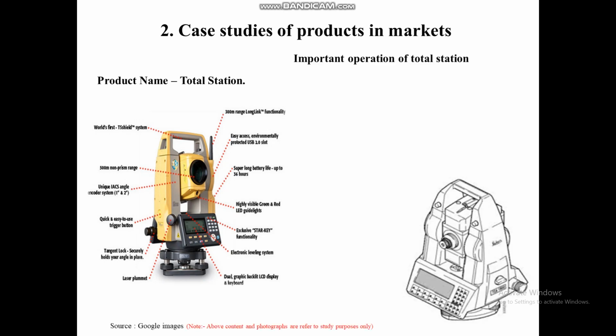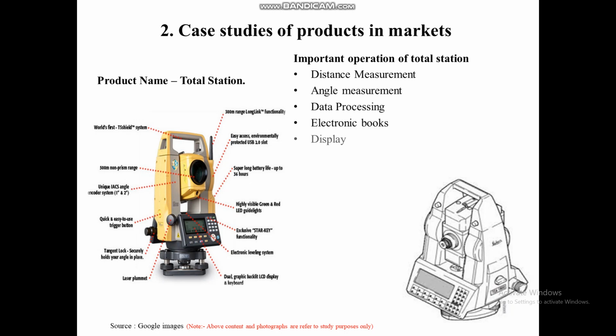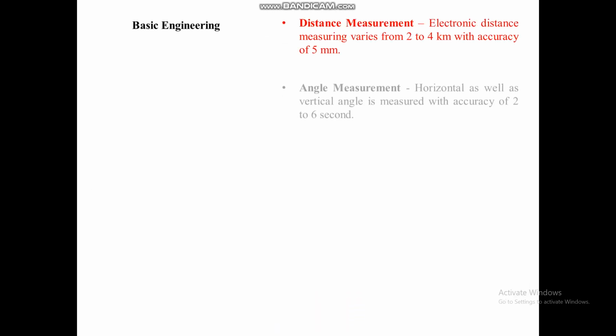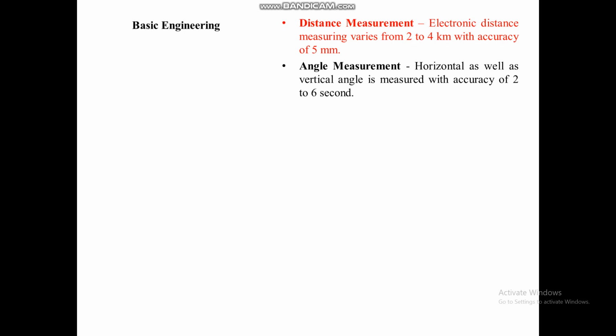Next point, important operations of a total station. First, distance measurement; second, angle measurement; third, data processing; fourth, electronic book; fifth, display. Basic engineering of total station. Distance measurement: electronic distance measurement ranges from 2 to 4 km with an accuracy of 5 mm. Angle measurement: horizontal as well as vertical angles are measured with an accuracy of 2 to 6 seconds.